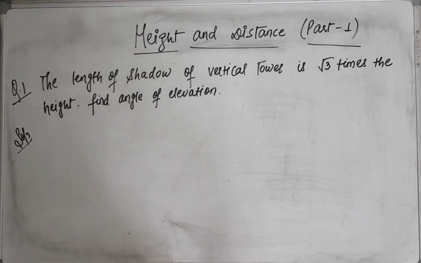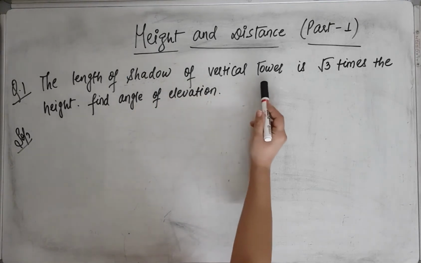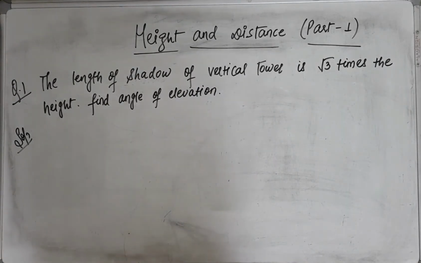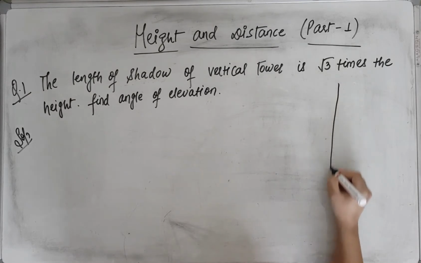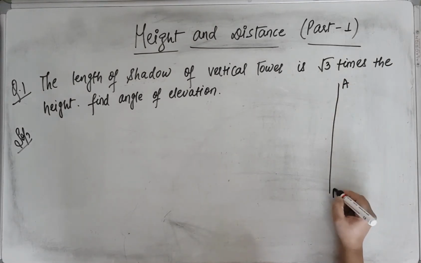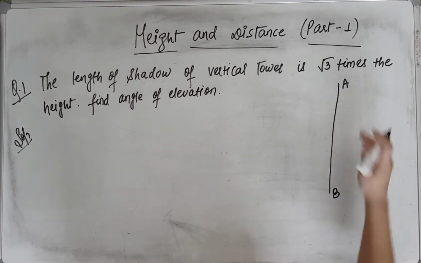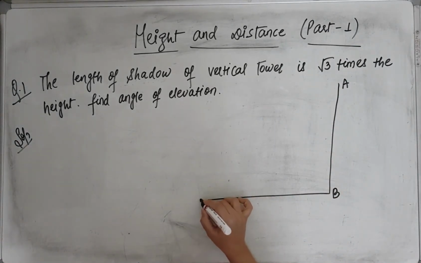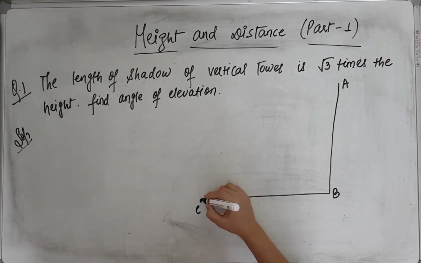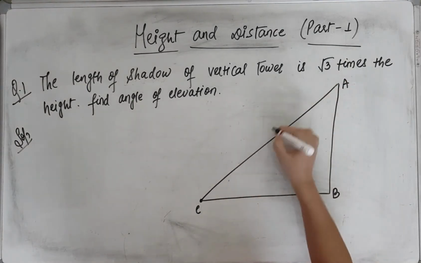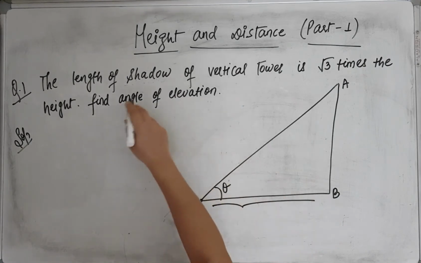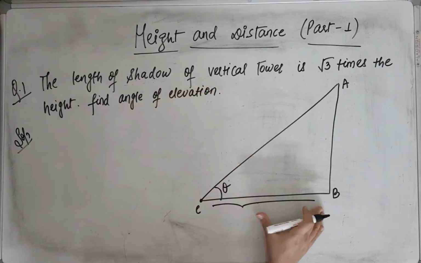So the question is, the length of the shadow of a vertical tower is √3 times its height. Find the angle of elevation. Now see, this is a vertical tower. I'll assume this AB to be a vertical tower. Obviously, where will its shadow be? This will be its shadow. Now, if I'm considering this as a point, from this point this is the line of sight. So this angle will be what? Angle of elevation. And they have given the length of the shadow of a vertical tower. This will be the shadow.